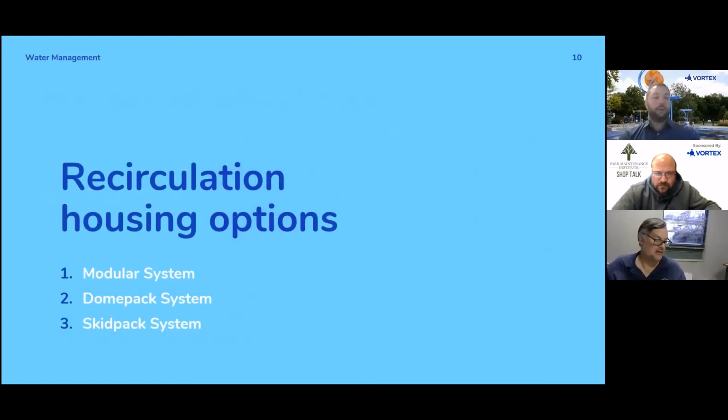So for a WQMS, it's important to find the right housing that meets the requirements of the site. Every site is different, and it's important to understand the options that you have that fit your site exactly the way it should. So I'm going to go over each option here in a little bit of detail in these upcoming slides. We have a modular system, we have a dome pack system, and we have a skid pack system. So again, a three-tiered option here as far as how we are going to house our water quality management system components.